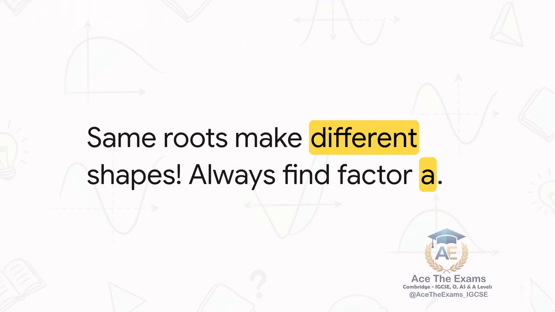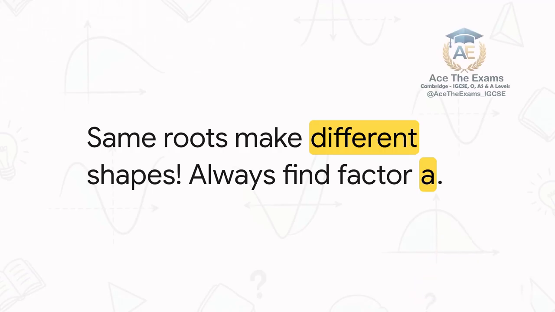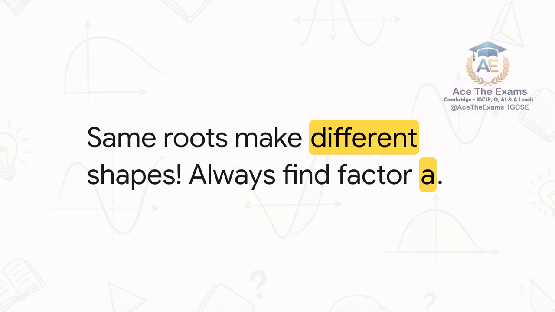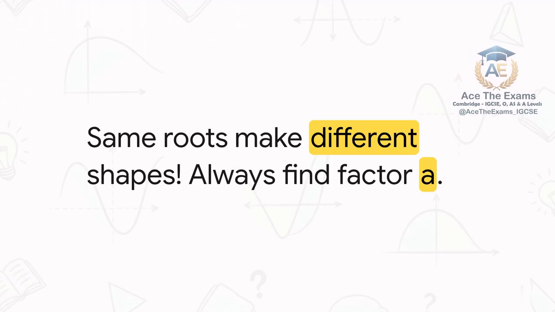Just look closely at these two equations. The first is y equals (x + 2) multiplied by (x - 5). The second is y equals 2 times (x + 2) multiplied by (x - 5). They both cross the x-axis at -2 and +5, but they are entirely different shapes. That second one is stretched parallel to the y-axis.